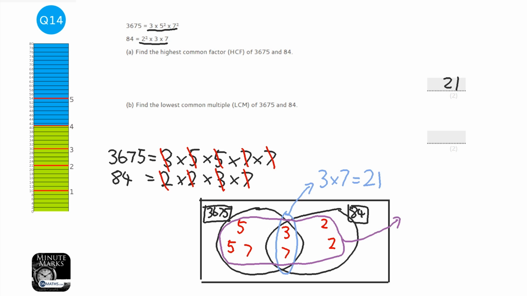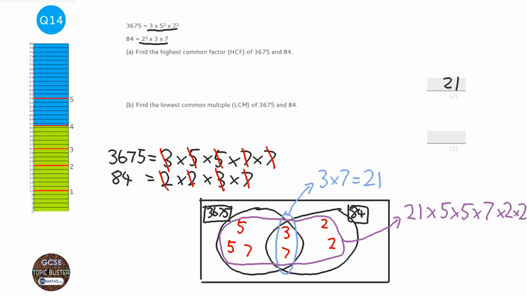Now you might wonder, well hang on, surely that's just going to give us 3,675 times 84, so why couldn't I just do that? Well, the overlapping ones we're only going to write once, so the 3 and the 7 in the middle, we're only writing them once. If we did 3,675 times 84, we would be timesing by 3 and then timesing by 7 again. So we've already done the 21 in the middle, and I need to do the ones around the side. So we've got 5 times 7 times 2 times 2.